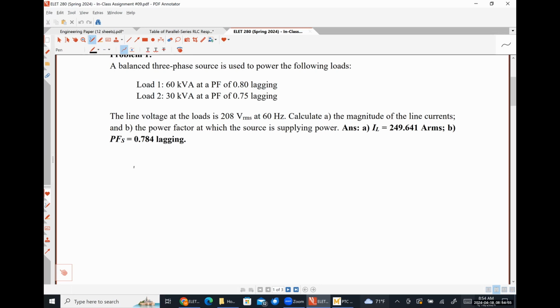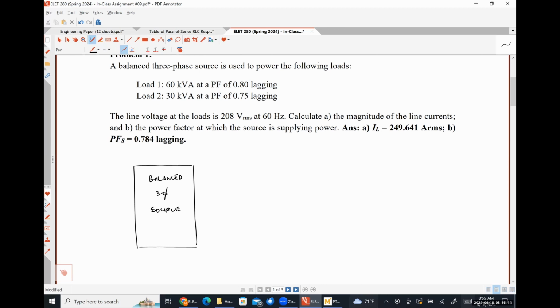So on the left-hand side, I have a balanced three-phase source. I do not know, nor do I care, whether this source is Y connected or delta connected.